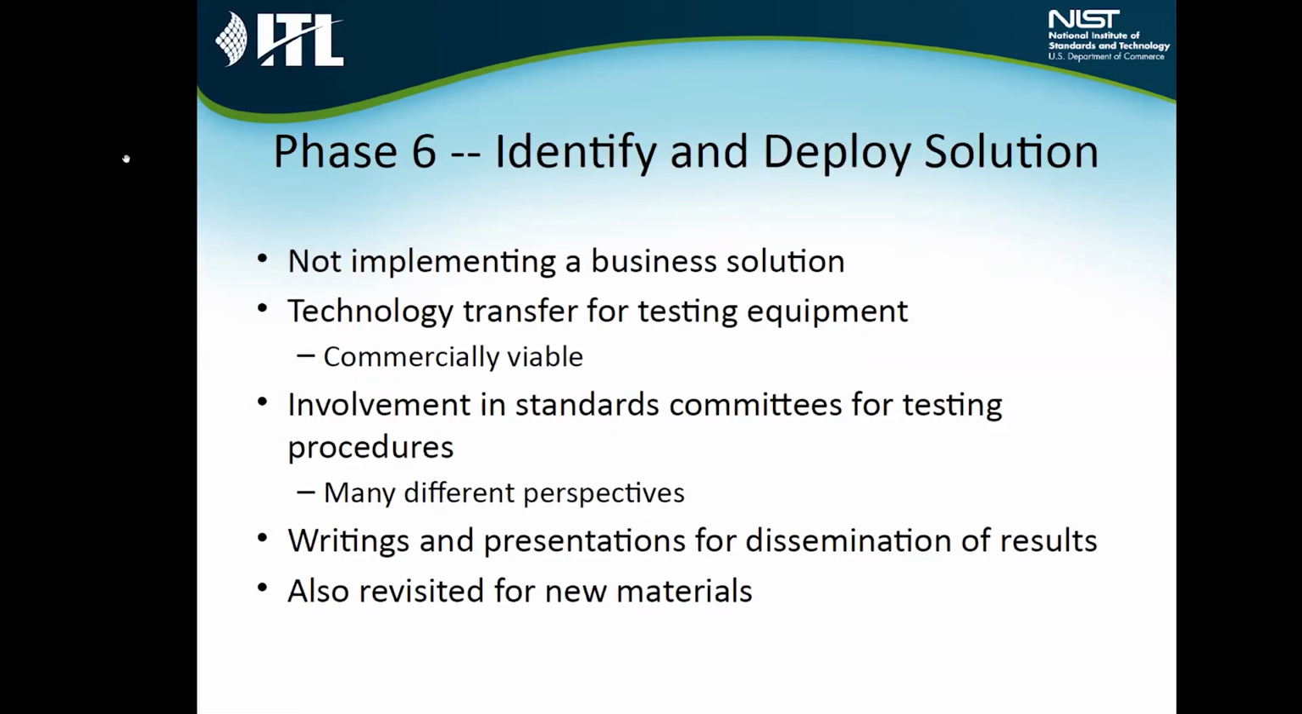The sixth and final phase is deploying the solution. And again, this is one where this particular project may deviate from applying statistical engineering in a typical industrial setting, because the deployment of the solution for this project meant disseminating our research results in the way of technology transfer. So finding commercially, transferring the ability to produce testing equipment and make it commercially available, getting adoption of testing procedures being developed into standards, as well as, accompanying the adoption of testing procedures and standards, the publication of research results and presentation of research results like this presentation.